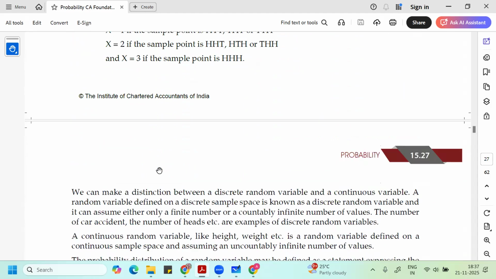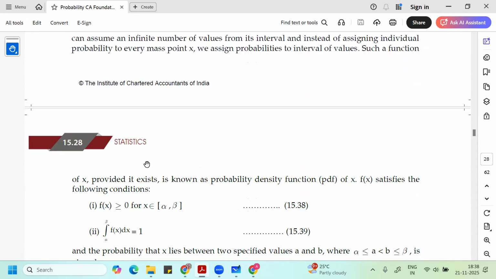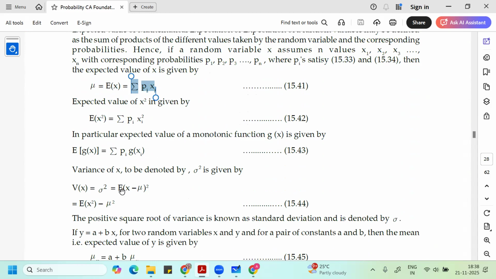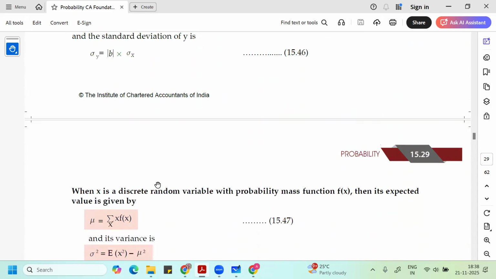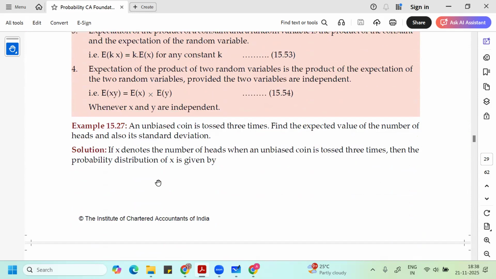Then questions on random variables are there. Expected value formula is nothing but sum of product or product into sum. This is the formula of variance and all. Just spend some time, see these formulas and all.